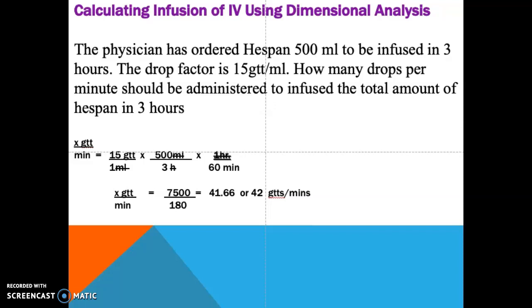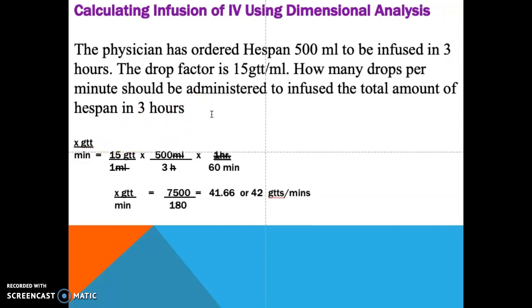So I have a simple infusion calculation here, and in this particular problem, we are looking for drops per minute. The physician has ordered Hespan 500 milliliters to be infused in 3 hours. The drop factor is 15 drops per mL. How many drops per minute should be administered to infuse the total amount of Hespan in 3 hours?